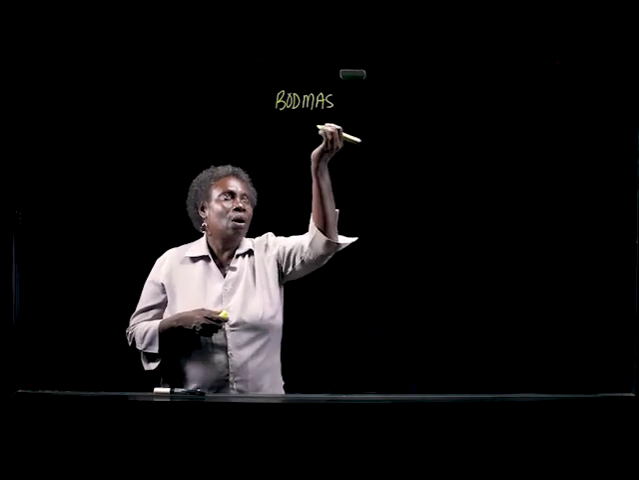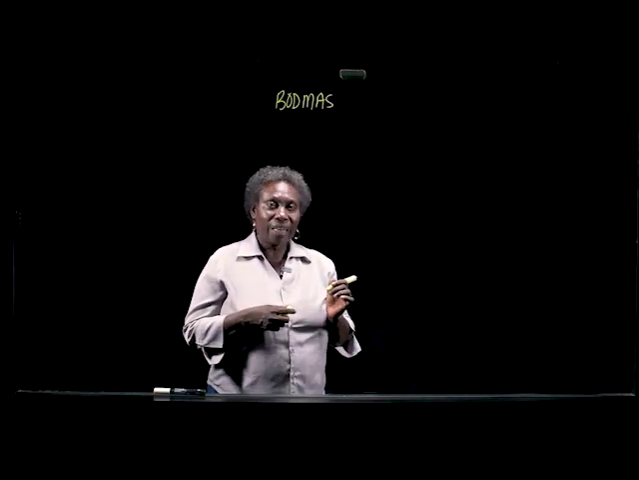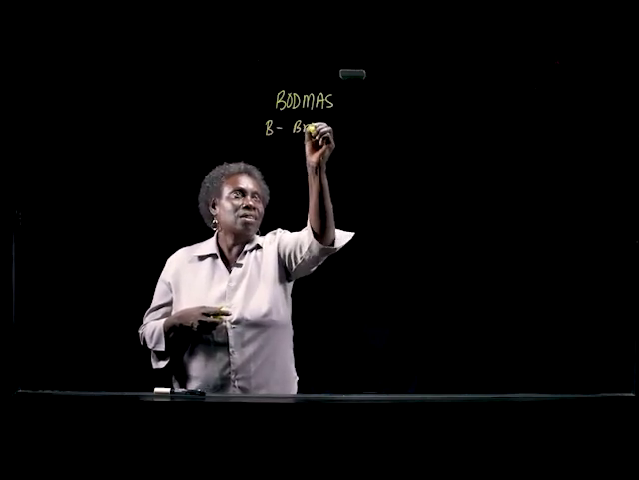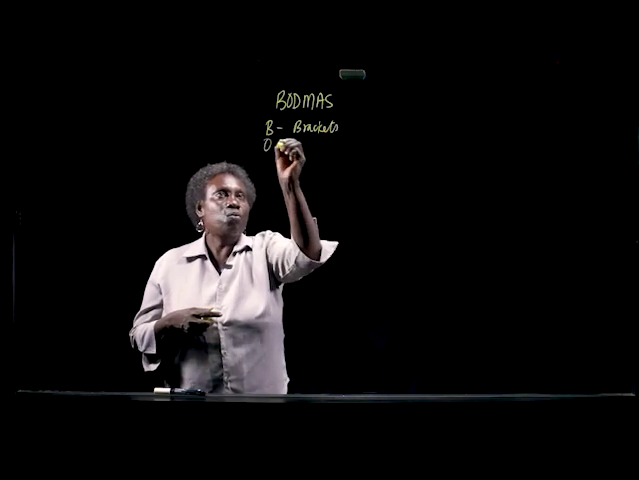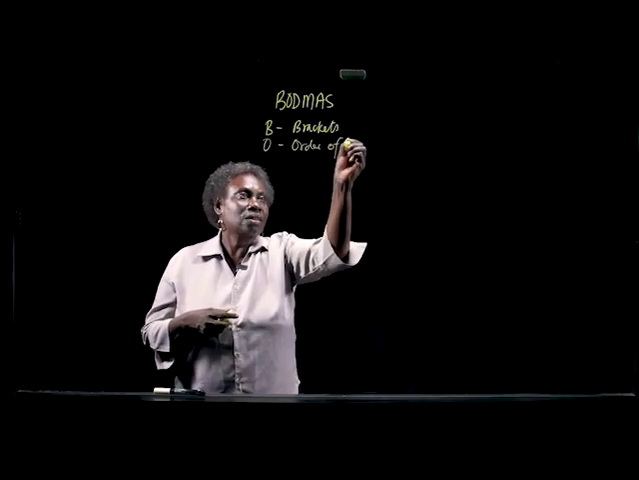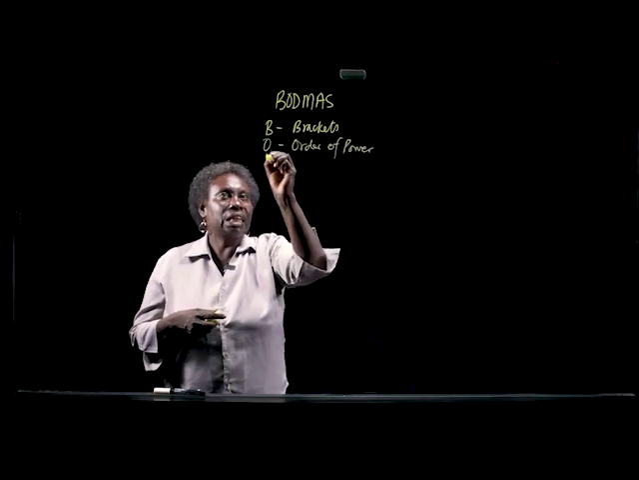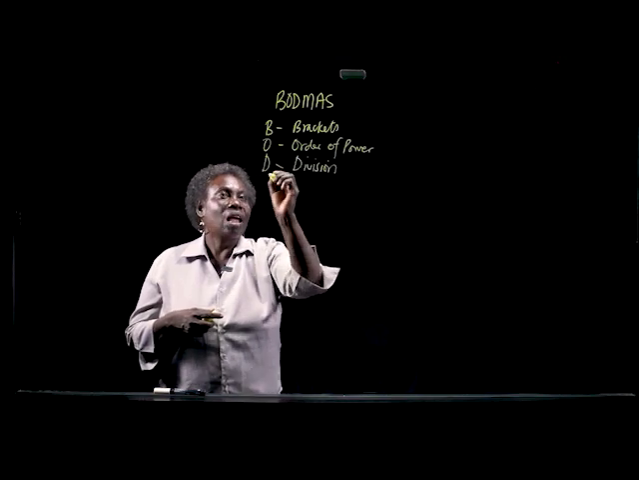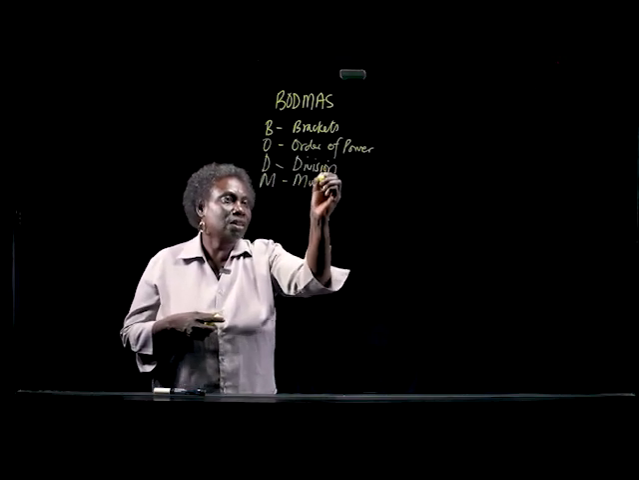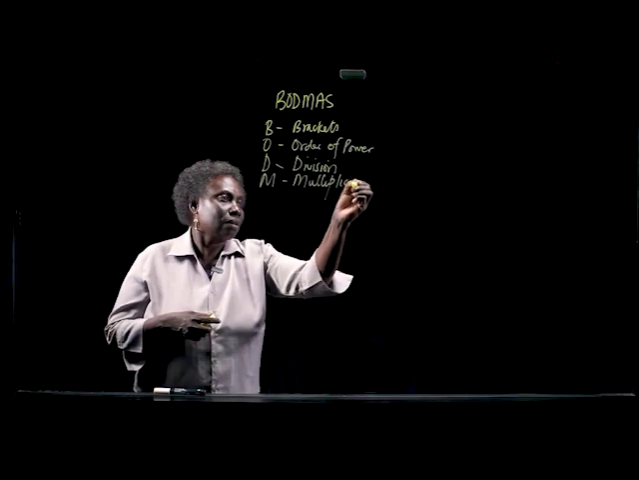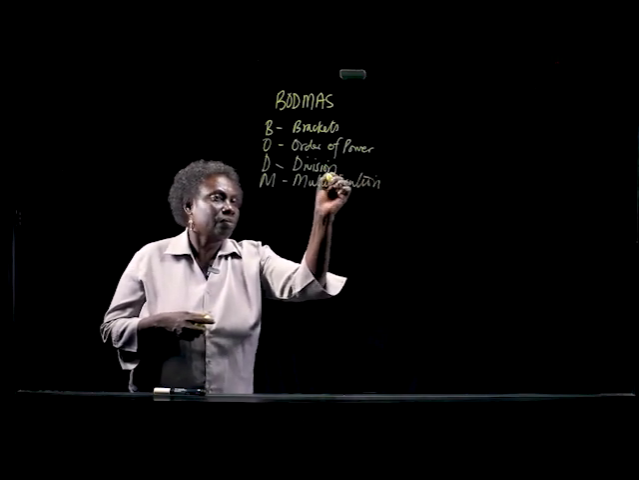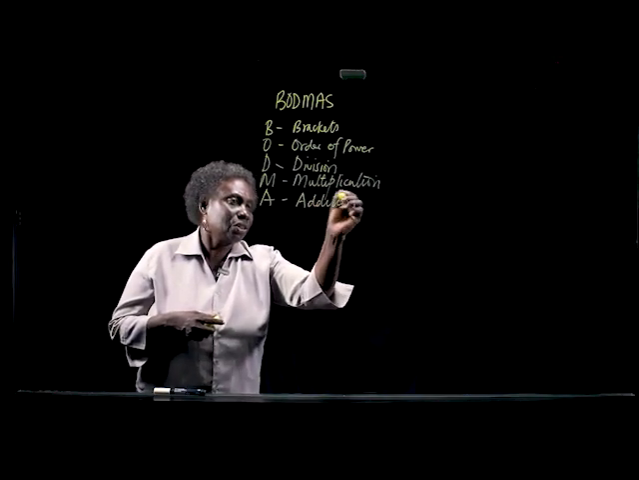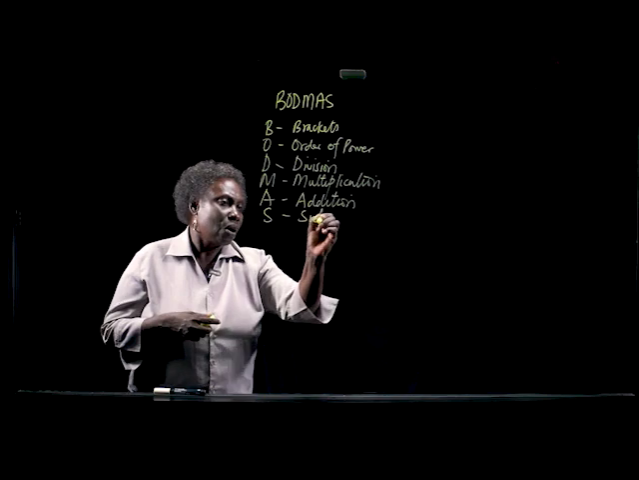BODMAS rule. What is BODMAS? Okay, that is an acronym. B for brackets, O for order of powers, D for division, M for multiplication, A for addition, and S for subtraction.